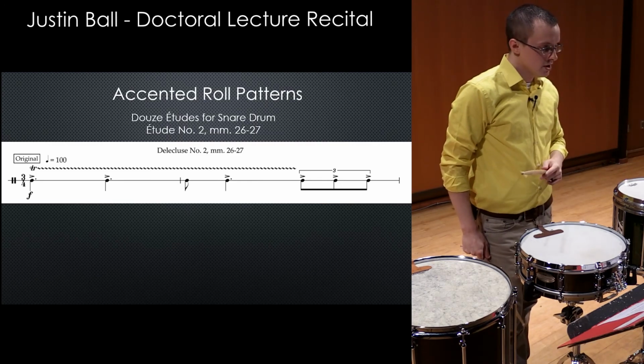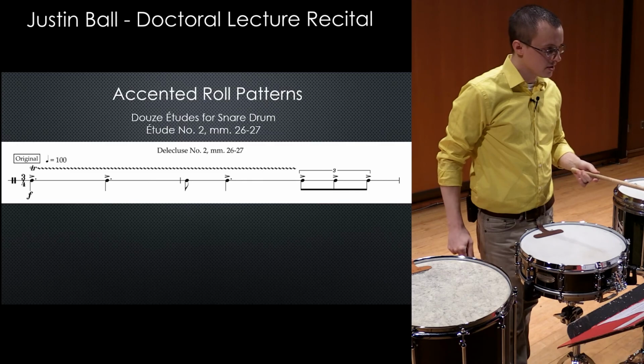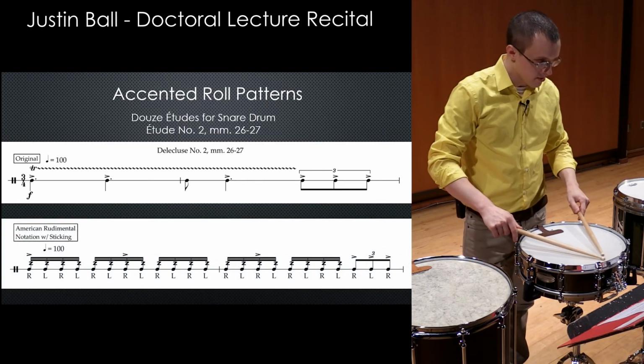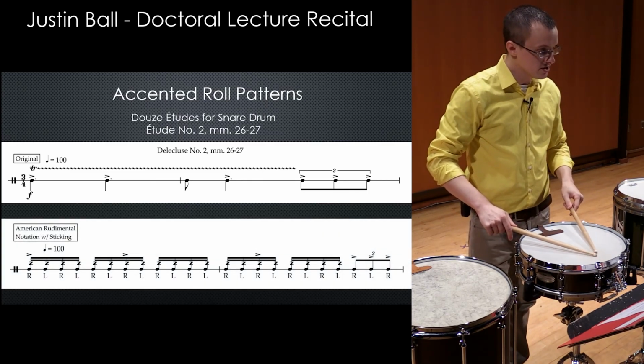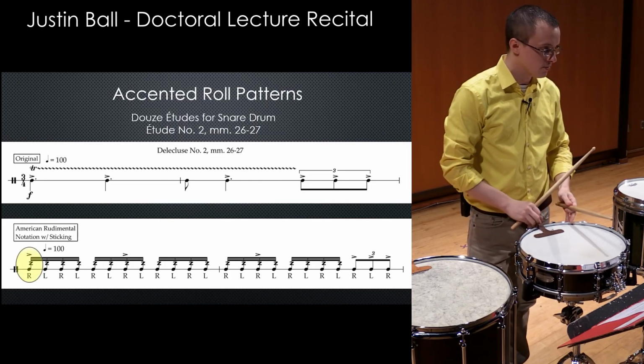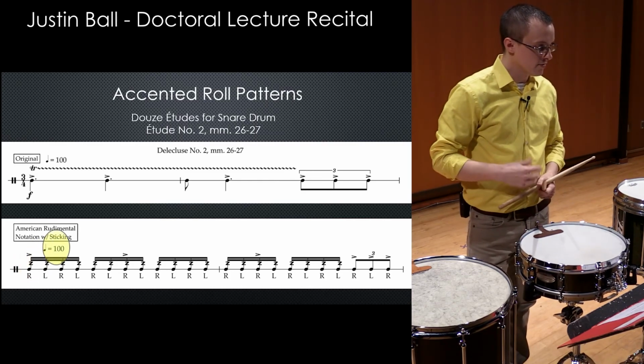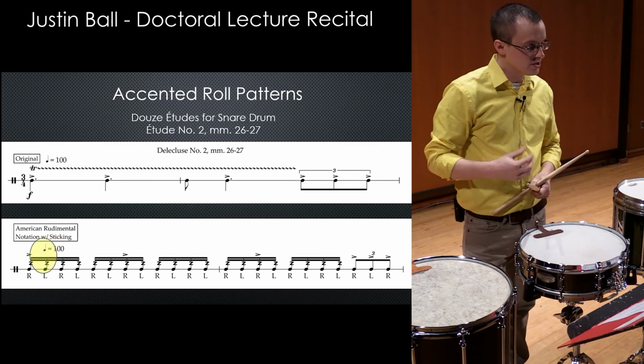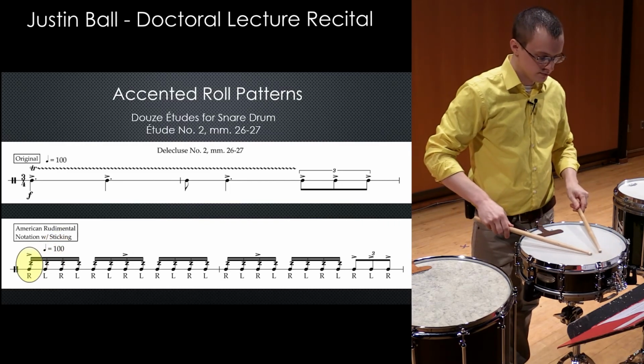To review, the concert style of accented rolls begins with the articulation notated, which in this case is a closed buzz roll. Based on the tempo marking of 100 beats per minute, I find that a 16th note roll base works well.